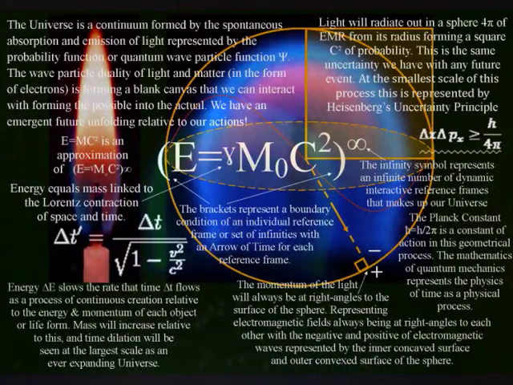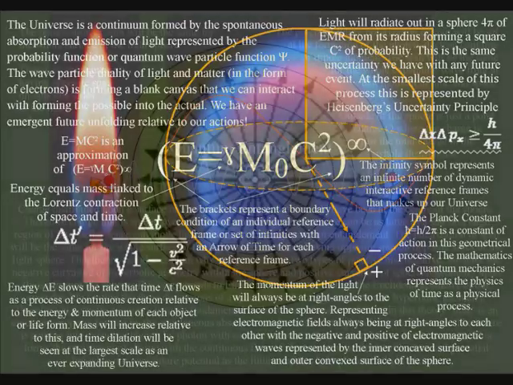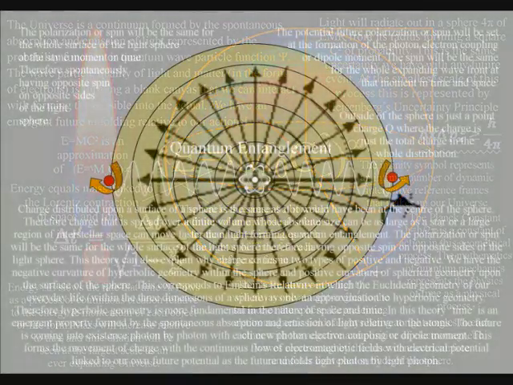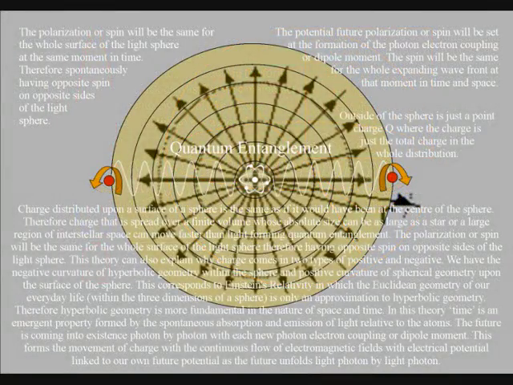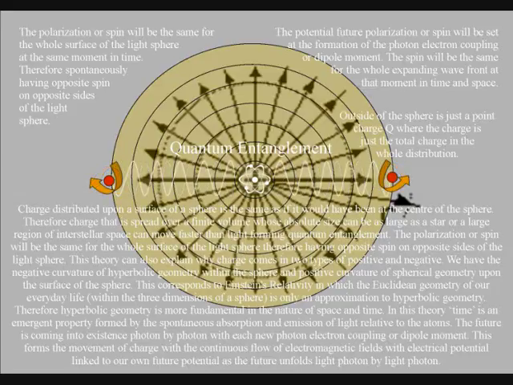This dynamic space-time geometry can even give us a logical understanding of quantum entanglement. As the future unfolds with photon oscillations, we have symmetry or synchronization, with polarization or spin being the same for the whole surface of the light sphere, therefore having opposite spin on opposite sides of the light sphere at the same moment in time.